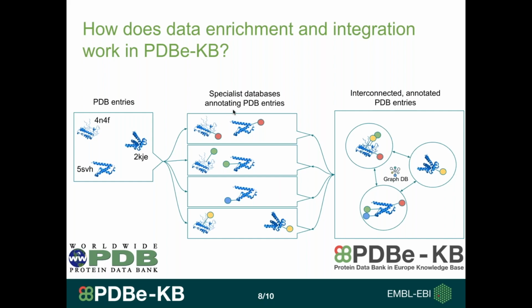Also, these structures are used by many specialist databases and software developers who take these structures and derive information from them. So they put their own annotations on top of these structures. For example, this might be ligand binding sites or sequence conservation scores, or maybe an interaction interface annotation, and so on. The idea behind the knowledge base is that all these specialist databases and software developers provide these annotations in a unified manner. And then here at the KB, we integrate all these and connect all these annotations to the structural data that we already have in PDB.